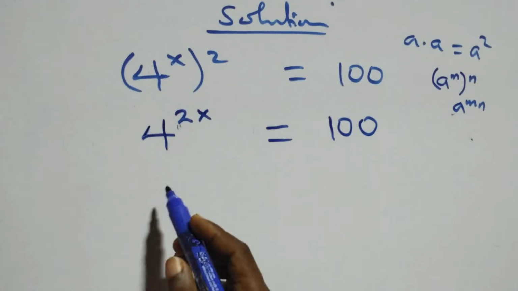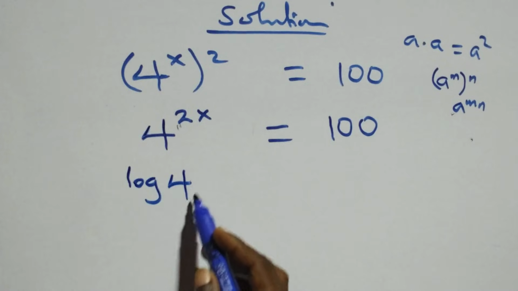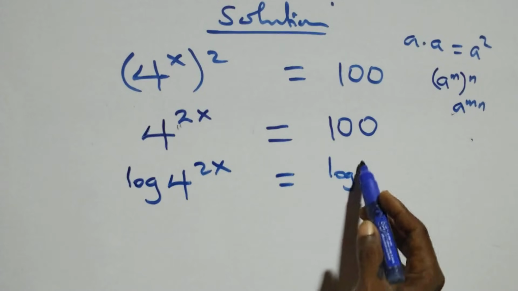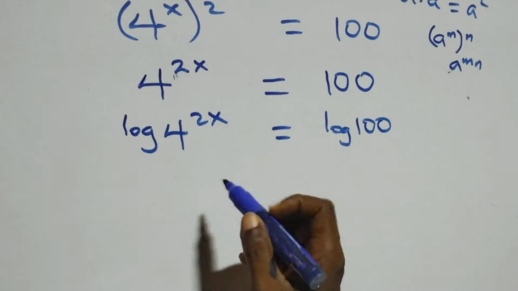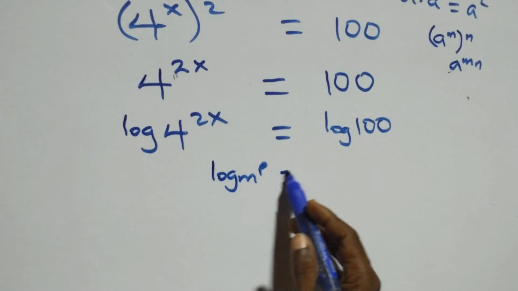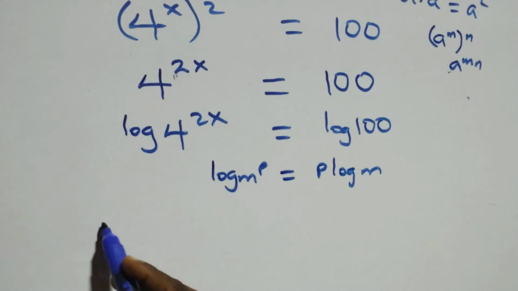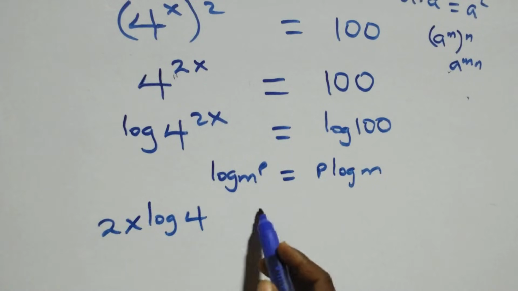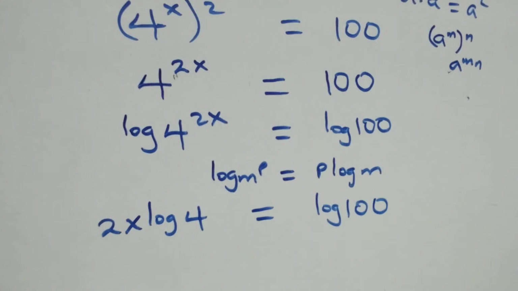The next step: take the log on both sides. We have log 4 raised to power 2x equals log 100. The next step, applying the power law of logarithm: when we have log m raised to power p, this is the same thing as p log m. Here we have 2x log 4 equals log 100 on this side.